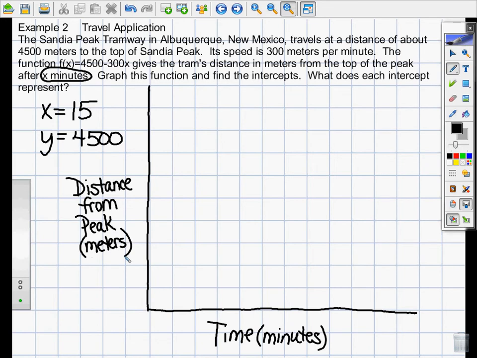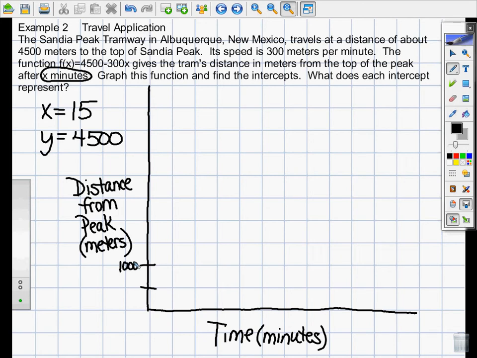Now we're going to have to talk about the increments. I don't have enough blocks to go by ones, and so what I'm going to need to do is choose an increment for each axis. So let's start with the y-axis. Your book actually graphed it not too shabby. They went by 500s. You could go by 500s or by thousands, whatever works for you. I recommend let's go by 500.